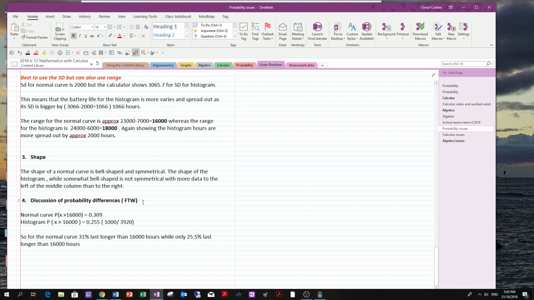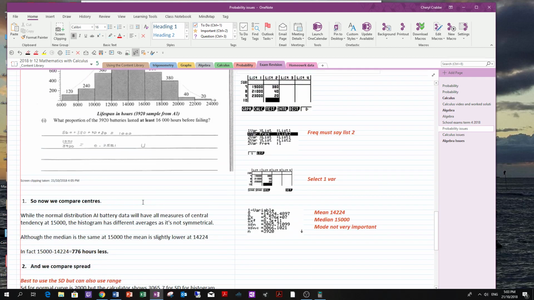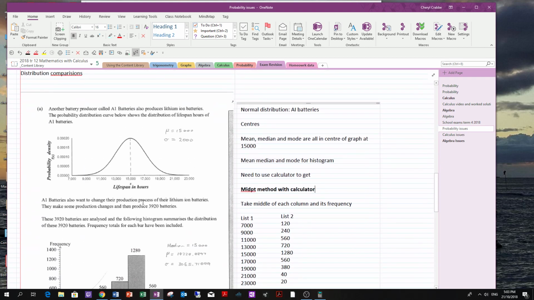In this particular school exam, they wanted 4 points for excellence. So let's start with centers. Now, in this normal distribution curve, we can see that the mean is 15,000 hours. And if we look at the way this is distributed, it's going 17,000, 19,000. So we can assume from that the standard deviation is 2,000 hours. So we've got the mean and the standard deviation for this particular graph.